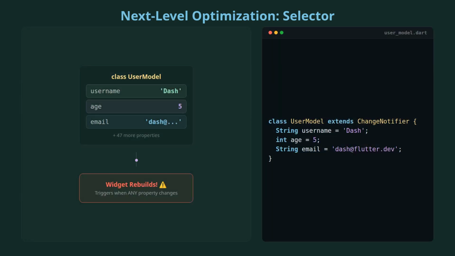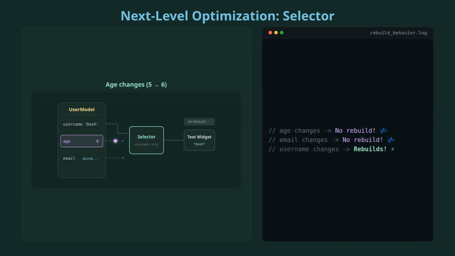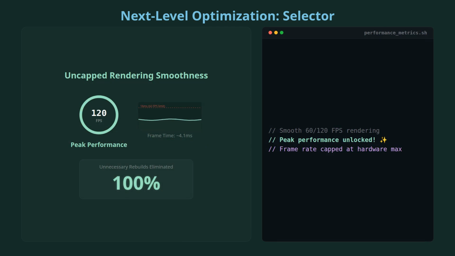But what if your model has 50 properties and your widget only cares about one single Boolean? If you use context.watch, your widget rebuilds when any property changes. That is where Selector comes in. Selector allows you to write a selector function that pulls out exactly one value, say just the user's username string. The widget will now only rebuild if that specific username string changes, completely ignoring changes to the email, age, or login status. This is the absolute peak of optimization in Flutter, allowing you to build complex, enterprise-grade applications with zero performance overhead.